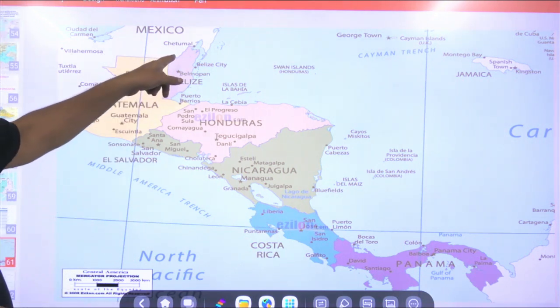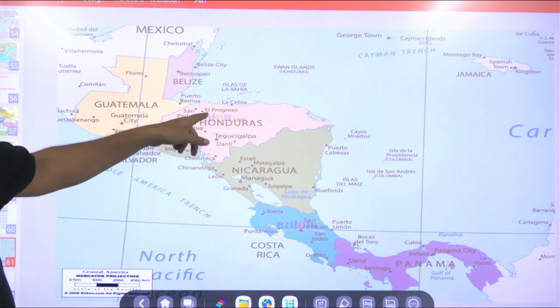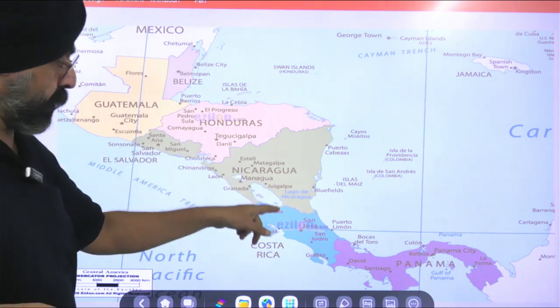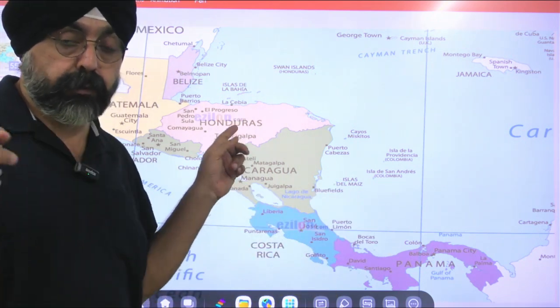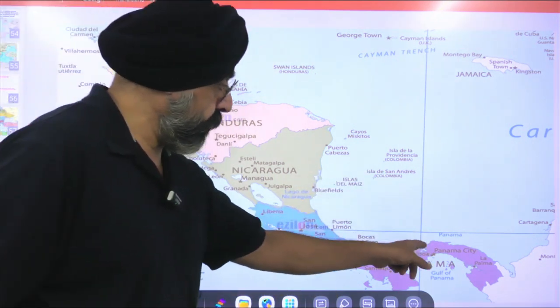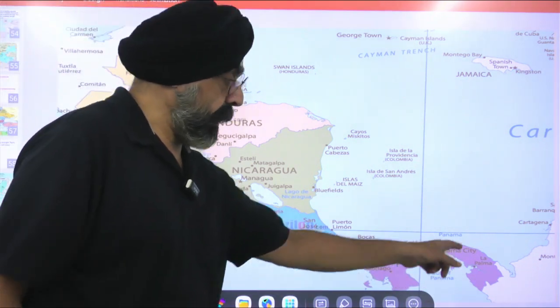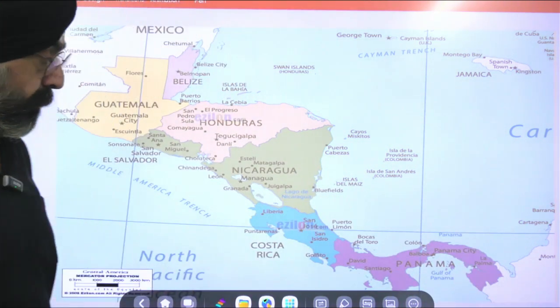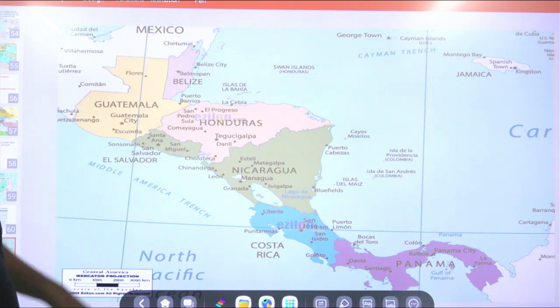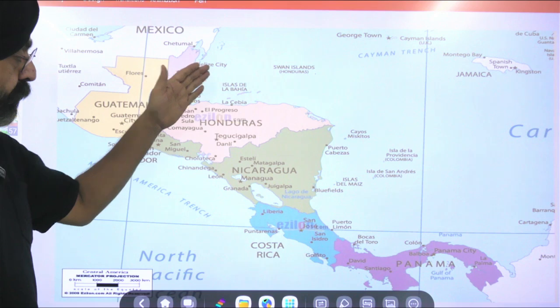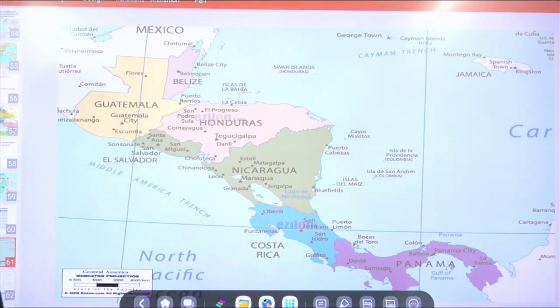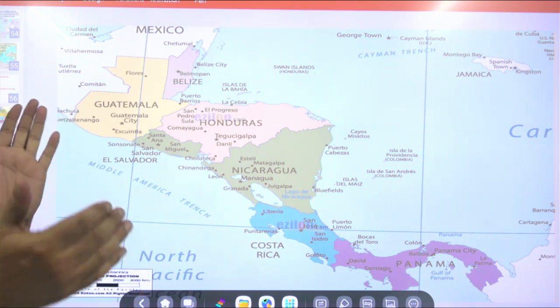See from here, Belize, Guatemala, Honduras, El Salvador, Nicaragua, and Costa Rica and Panama. The Panama Isthmus connects North America and South America. Here we have the Panama Canal, Gulf of Panama and Gulf of Darien, the Darien Gap. Which one is the northernmost? It's Belize. Which one is the southernmost? This is Panama. Which country comes in between Nicaragua and Panama? This is Costa Rica. Which two countries are either on the Pacific or on the Atlantic? The rest have the coast on both ends.